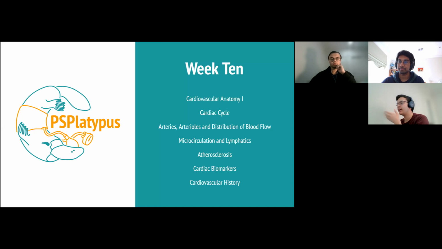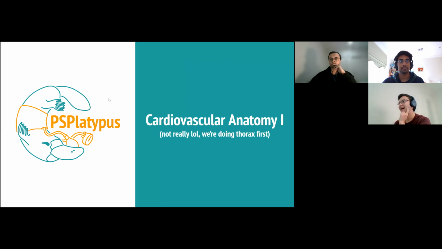So you can see the layout of today's slides. We're primarily focusing on cardiovascular related things. In saying that though, we're starting off with Cardiovascular Anatomy 1, and it's technically not cardiovascular at this stage. We're actually just going to be talking about the thorax for now, which might give you some indication of the layout of the place where the heart is located. We're going to be looking at some of the spaces.